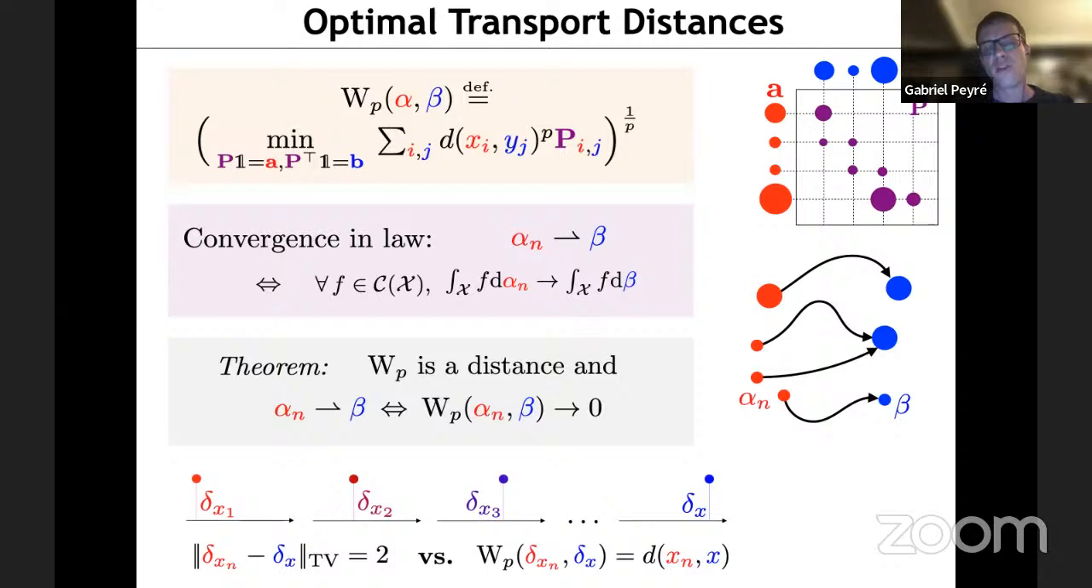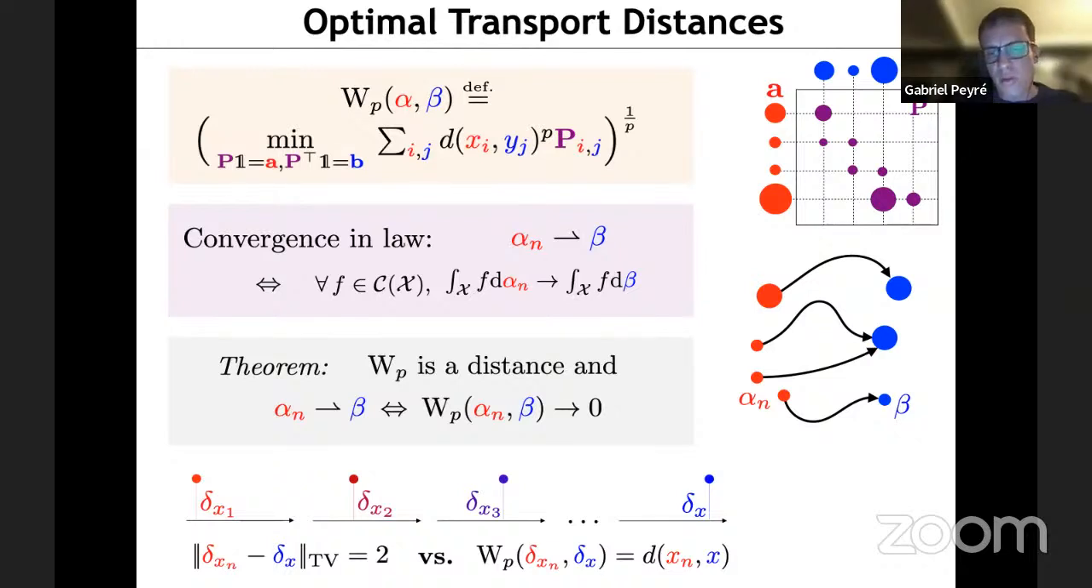Here, for simplicity, I'm assuming I'm on a compact domain, just to avoid problems of mass going to infinity. But at least on a compact domain, this is really the notion of convergence in law. So if you view alpha and beta as the densities or distributions of some random vectors, convergence in Wasserstein is equivalent to convergence in law. So it's a weak notion. In analysis, people would call this the weak-star topology. So it's a weak, very flexible topology.